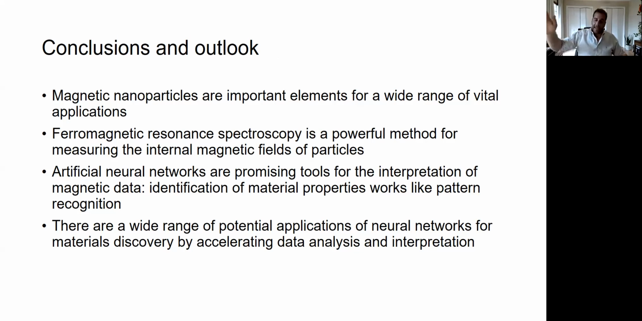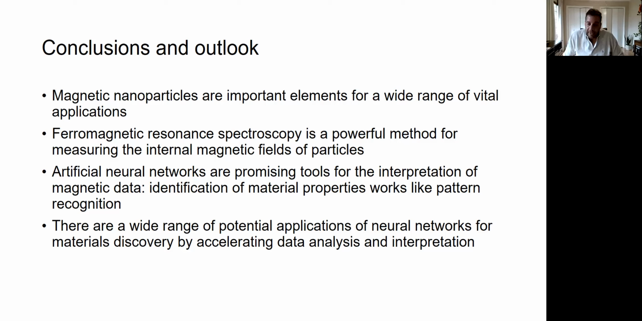What you're going to remember from this is that magnetic nanoparticles are important structures for a wide range of applications, from energy conversion to biomedicine, data storage, a lot of important sectors. Our work is to connect properties and performance, okay? And so we need methods. One of the powerful methods is ferromagnetic resonance spectroscopy, which is the method we talked about, which is, as I said, similar to nuclear magnetic resonance, what is used in MRI and so on.